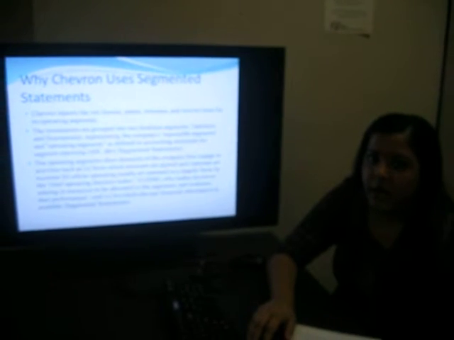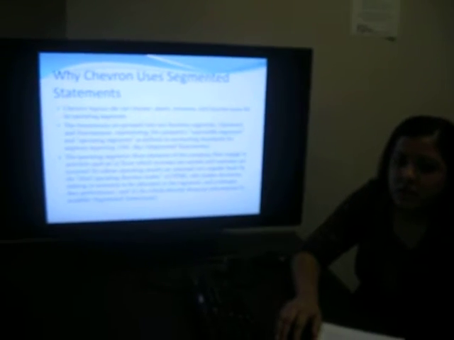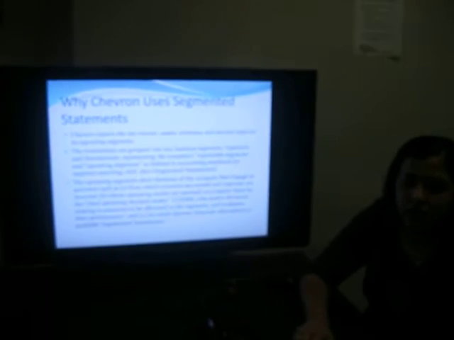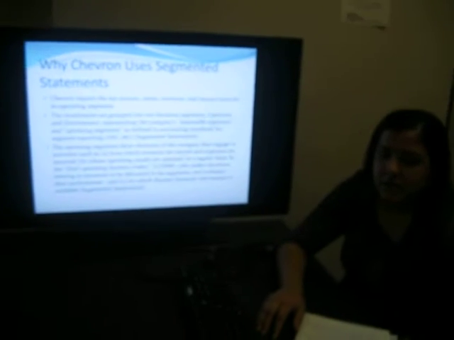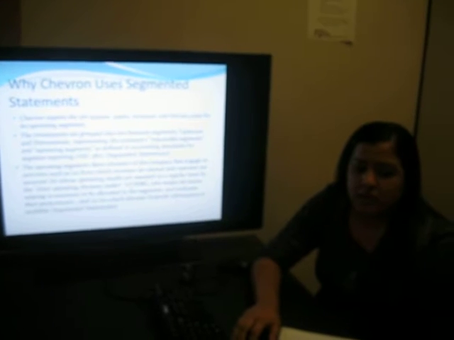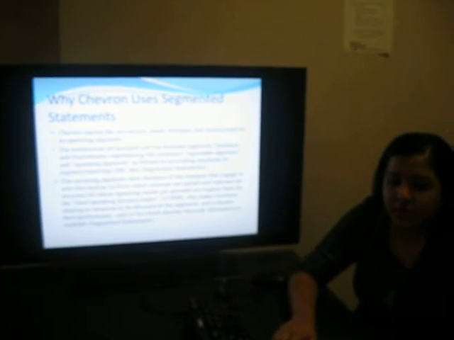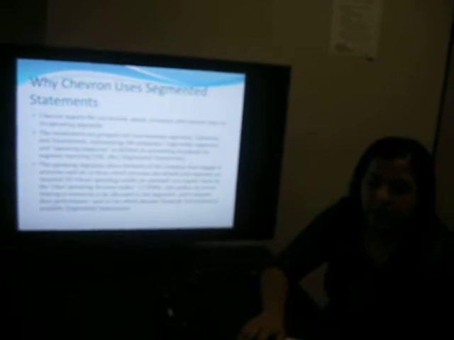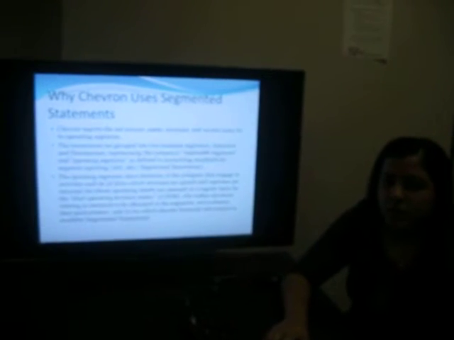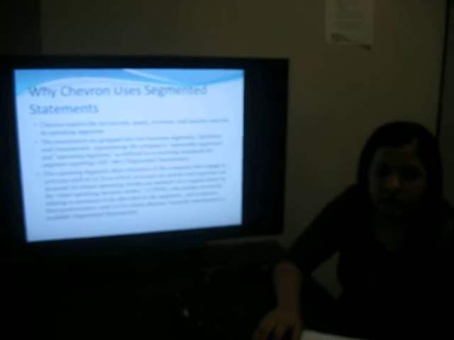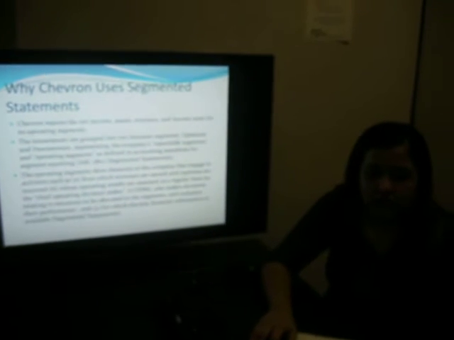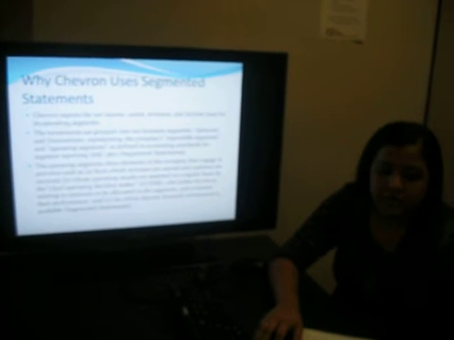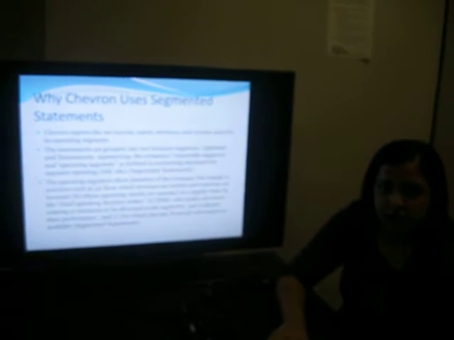Chevron reports the net income, assets, revenues, and income taxes for its operating segments. The segments are reported in two business segments, upstream and downstream, which represent the reportable segments and operating segments for the company. The operating segments show elements of the company that engage in activities from which revenues are earned and expenses are incurred, whose operating results are assessed on a regular basis by the chief operating decision maker, who makes decisions relating to the resources to be allocated to the segments and evaluates their performance, and for which discrete financial information is available.